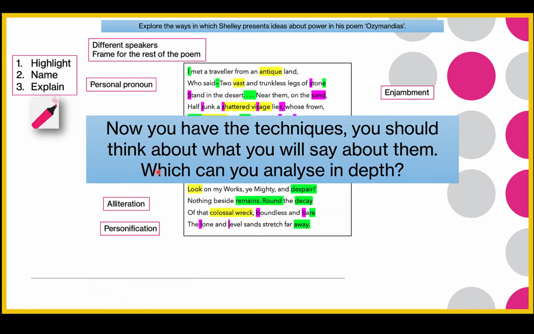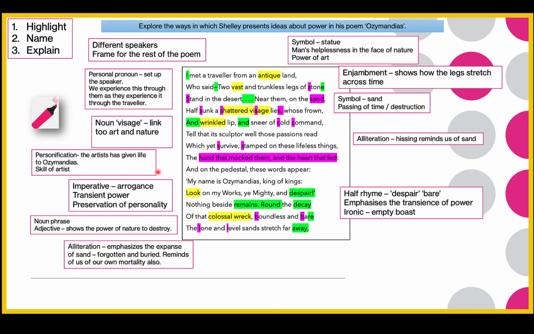Once you've got all the techniques, then you could just jot down a little note of what you're going to say about them. Which ones can you analyse in depth? Which ones could you double up on techniques for? Which ones really link to the question? So you may decide, well, actually, I don't really know what I would say about personal pronouns. I know it's there. I don't know what I'd say about it, and I actually don't now think it's relevant to the question of power. So you could skip that one and just do notes for the ones that you do think you could use or that you do think are relevant to the question.